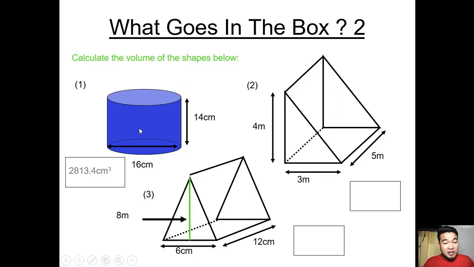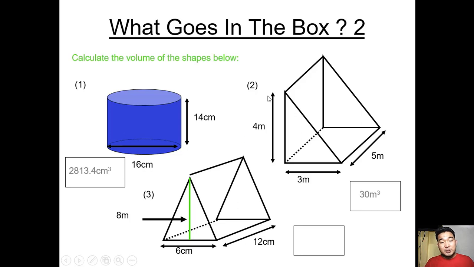In this cylinder, we solve for the area of the circle first, and then multiply it by 14. So the answer is 2813.4 cubic centimeters. By the way, if you want to give a try, just pause this video and solve for the volume of the other two prisms, or the other two solids. And if you want to check if your answer is correct, then just play.